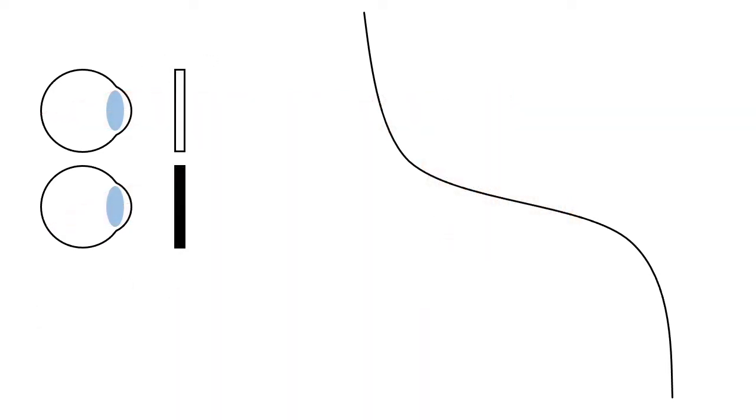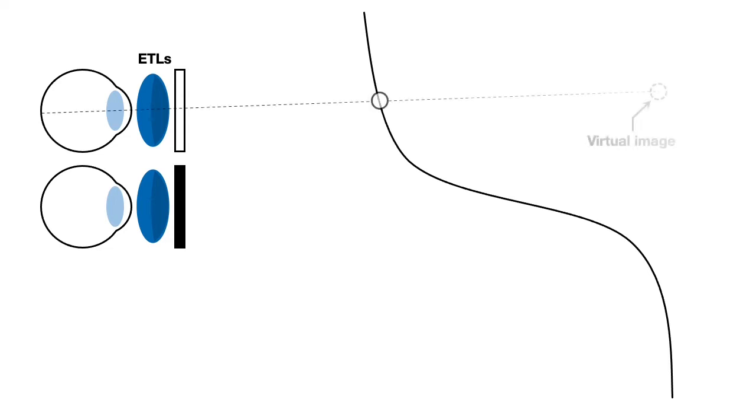Our primary technical contribution is to attach electrically focus-tunable lenses, ETLs, to active shutter glasses to control both vergence and accommodation. Specifically, we apply fast and periodical focal sweeps to the ETLs, which causes the virtual image of every part of the real scene to move back and forth during each sweep period.